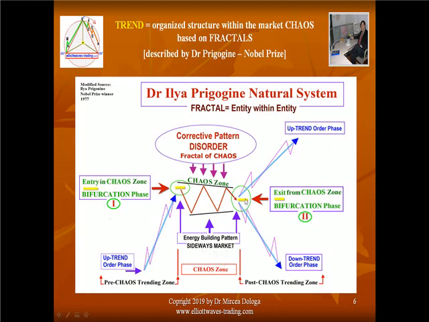And then we have the bifurcation number 2, with the exit from the chaos zone, and it either goes up or goes down. When it goes up, it's called uptrend or the phase, and down, it is going to be downtrend or the phase. So we can say that the market has 3 zones: the pre-chaos trending zone, the chaos zone, and the post-chaos trending zone.